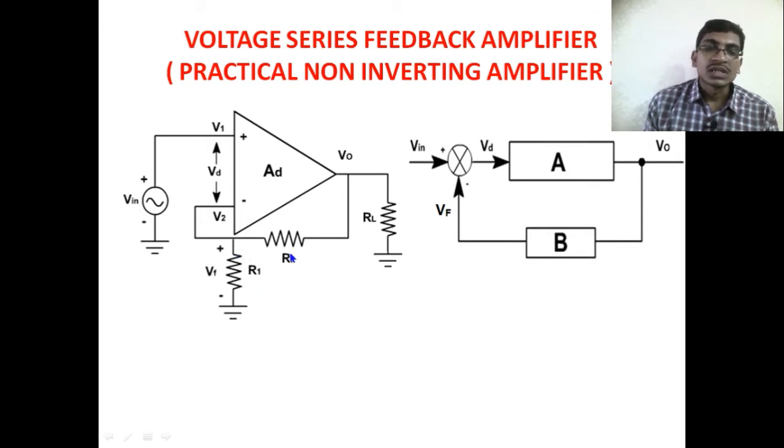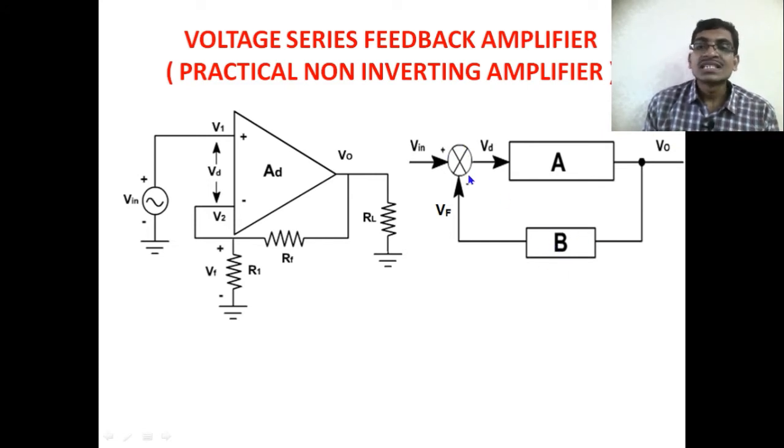Here RF and R1 are in a parallel combination, and the equivalent block diagram for the voltage series feedback amplifier section is here, where A is our operational amplifier block, and B, or beta, is the feedback section, which has the resistances RF and R1. This RF and R1 form the beta network, or feedback network.